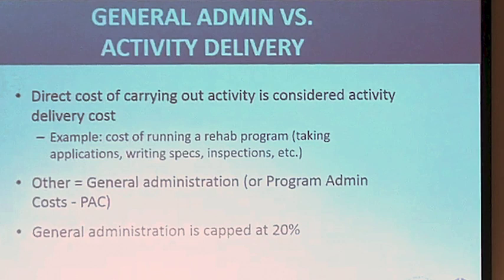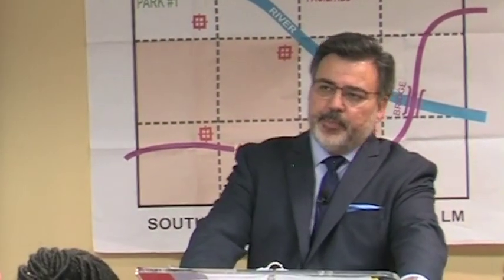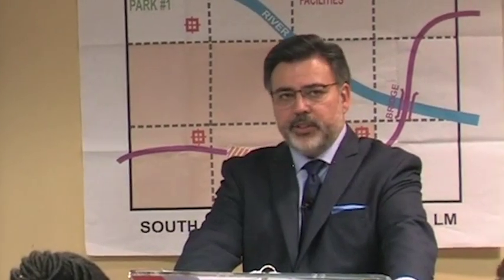So we're going to start off with general administration versus activity delivery costs. And this is always a subject that grantees have a hard time grasping. Okay, I have an expense. Does this expense belong to administration, or can I bill it to the actual activity?